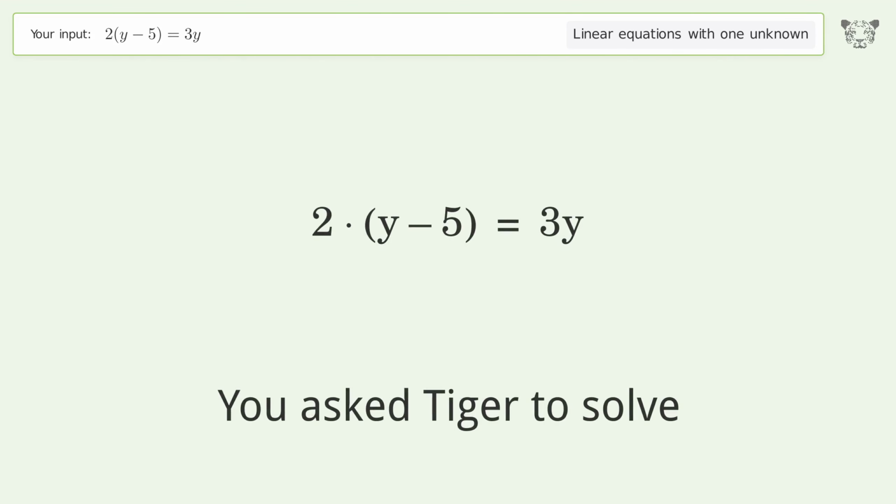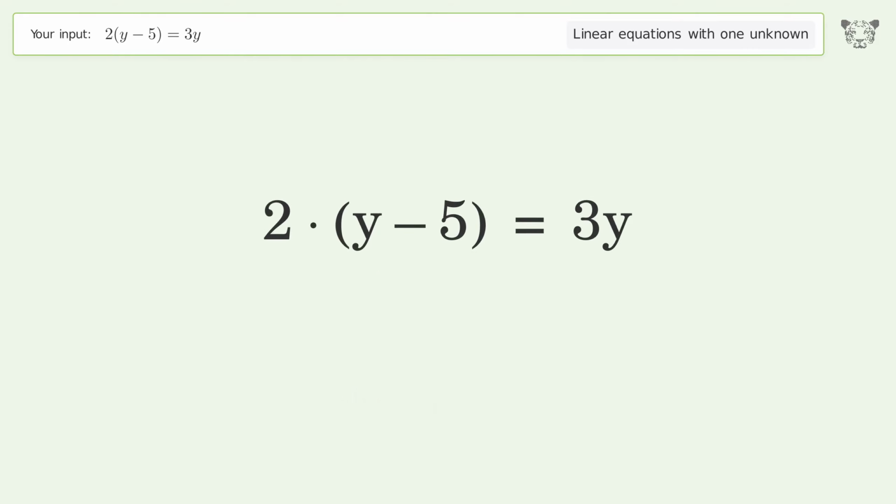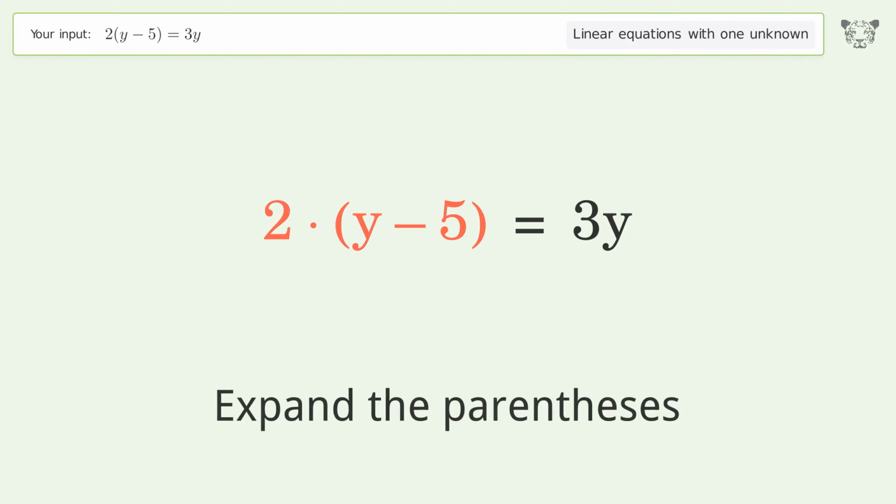You ask Tiger to solve. This deals with linear equations with one unknown. The final result is y equals -10. Let's solve it step by step. Simplify the expression. Expand the parentheses.